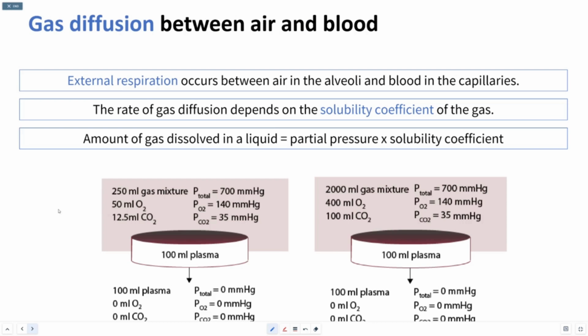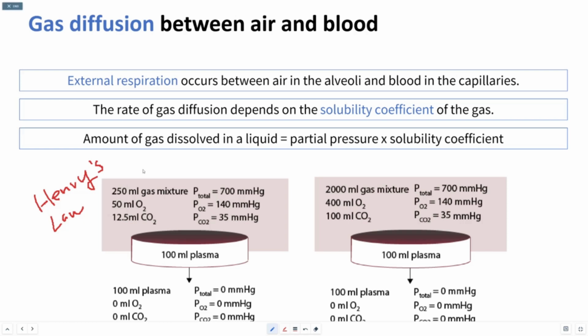Gas diffusion between the air and the blood. Henry's law states that at a given temperature, the solubility of a gas in a liquid is dependent upon the partial pressure of the gas in the air and the solubility coefficient of the gas in the liquid. This value, called the solubility coefficient, is the volume of gas that dissolves in a specific volume of liquid at a given temperature and pressure.